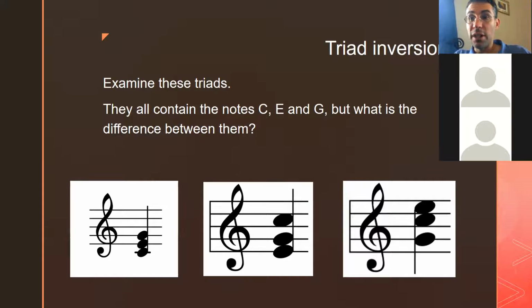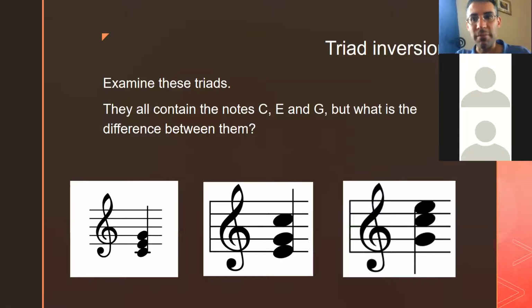Well, if we look at the bottom note of each of these triads, the bottom note here is a C. The bottom note here is an E. And the bottom note here is a G. They've all got the same letter name notes, C, E, and G, okay? So if this was in C major, this would be the tonic triad. All of these are the tonic triad because they all have the notes C, E, and G.